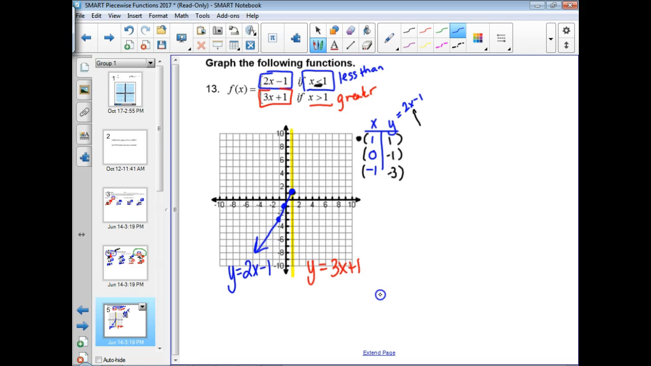You are half done with your piecewise function. Because what's wrong? We still have a whole other piece of the function. Oh boy, here we go. All right, 3x plus 1. Let's talk about that guy. He's going to get his own t-table.